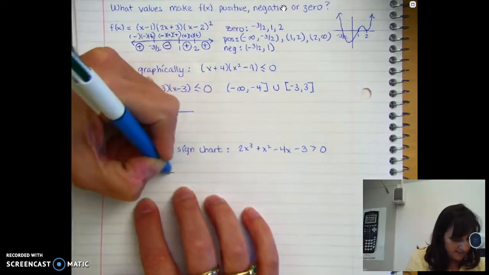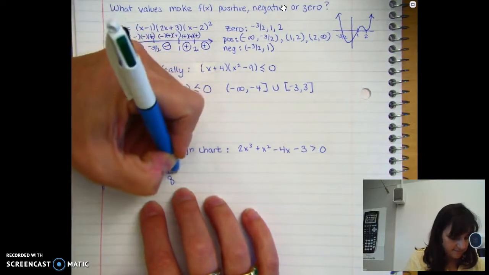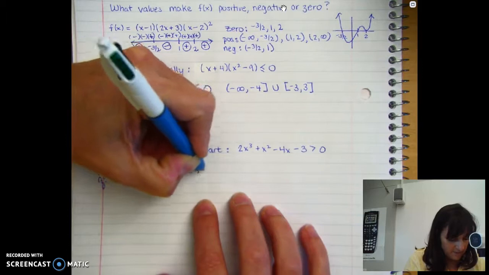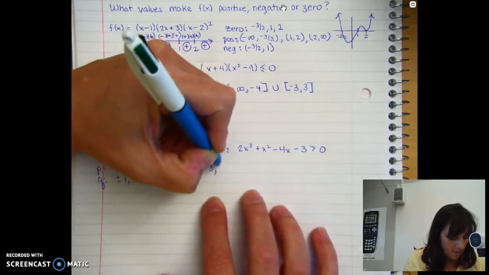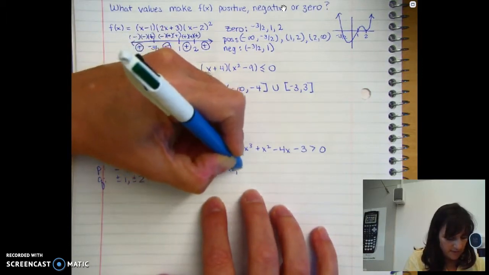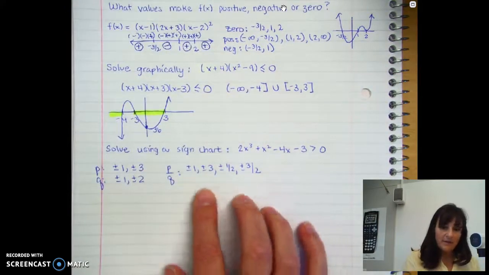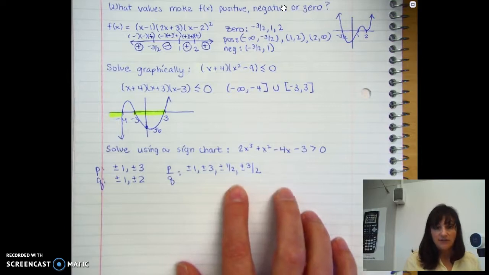So my p divided by q list is going to be 1 divided by 1, 3 divided by 1, 1 divided by 2, and 3 divided by 2. All right, so we need to use synthetic division to try to solve this.